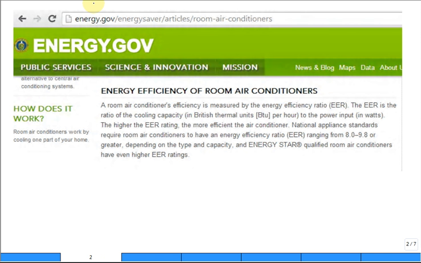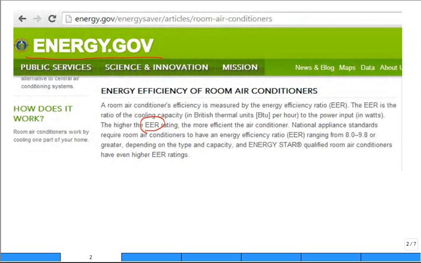So one thing I wanted to also mention was that if you go to the EPA website, energy.gov, I believe this is EPA, you could find where a couple years ago they started having energy standards and ratings for different equipment, household equipment, air conditioning systems. And there's two terms that you should be familiar with, EER and SEER.